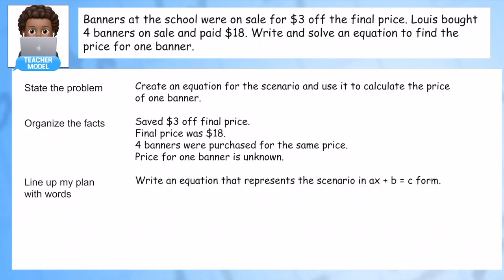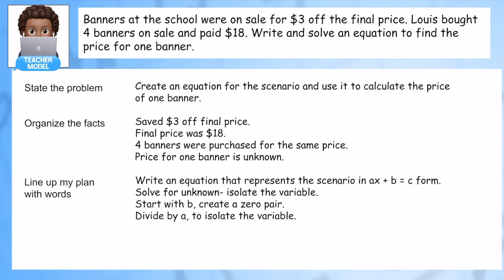So here's my plan. You're going to watch me write an equation that represents the scenario and simplify it out to ax plus b equals c form. My goal is to really solve for that unknown, and that means, again, I'm starting with my b by creating a zero pair, dividing by a to isolate the variable, and then checking my work. So here's my plan. Take a moment to jot it down, and then we'll get started.